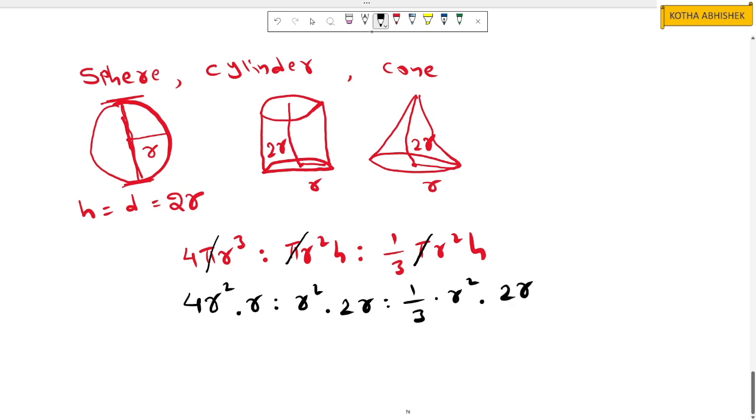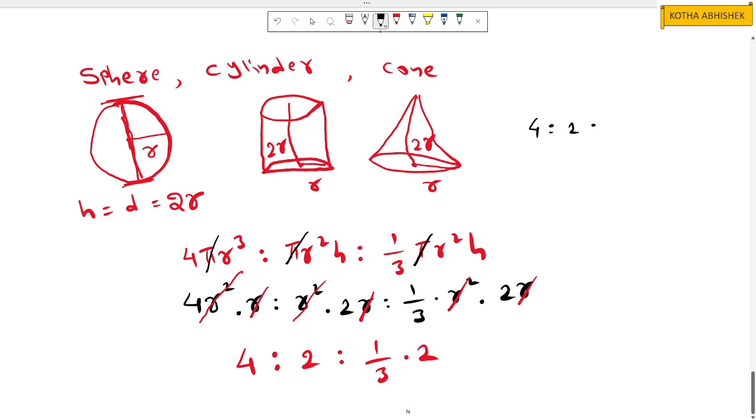So now if you observe all three again clearly, for simplification, here r square r, here r square r, here also r square r. So it means every variable is cancelled, only constants are remaining. Now in the first part 4 is remaining, in the second part 2 is remaining, in the last part 1 by 3 into 2 is remaining. Now here the first one and second one are normal numbers only, there is no problem with those. But the third one is a fraction, right? First let us simplify that one.